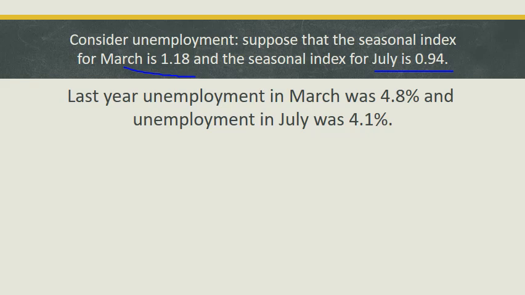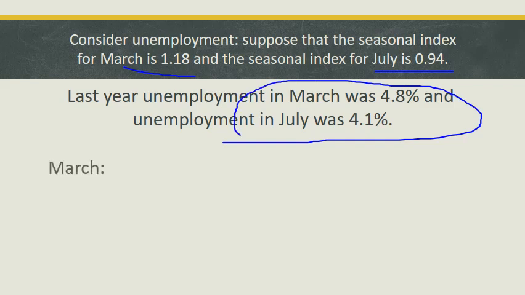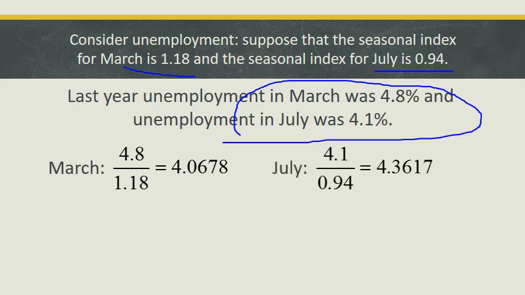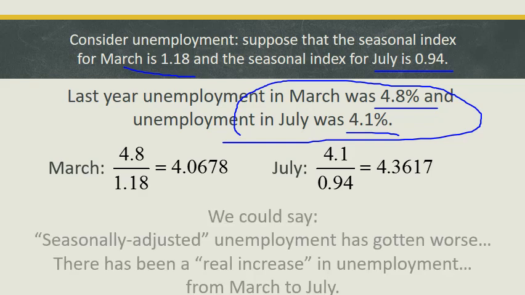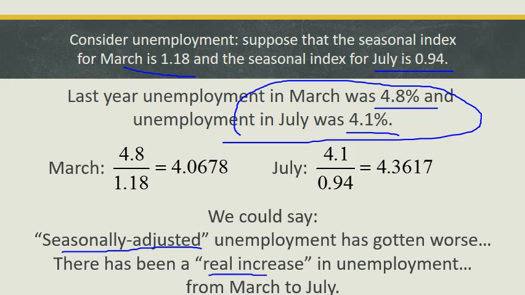and let's use them to deseasonalize these employment numbers from last year. For March, we get 4.06, and for July, we get 4.36. So although unemployment dropped from 4.8 to 4.1%, the economy is actually slightly worse. There are a couple of ways that this is reported in the news. They might refer to seasonally adjusted unemployment, or they might talk about real unemployment. These are terms used when comparing deseasonalized numbers like this.